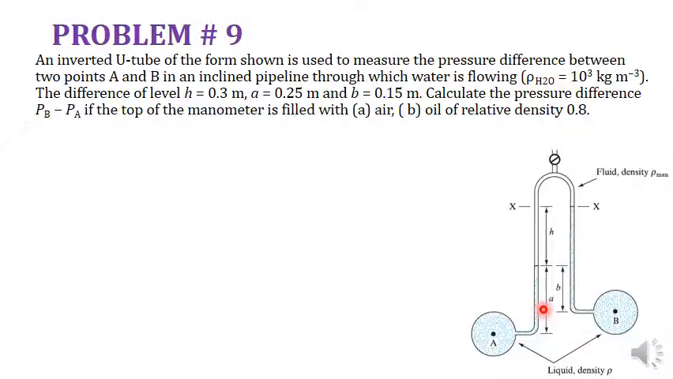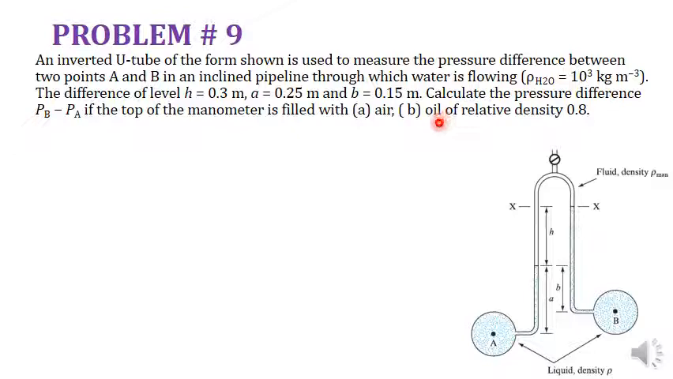Your point A is from this above surface, the contact surface, this point is A distance, and from here till cross section XX it is H, and again on the other side for the point B it is B. So here the 2 points A and B are in an inclined pipeline through which the water is flowing. Again, the density of the water is given. The difference of the level H is equal to 0.3 meter. A is given 0.25. B is given 0.15. Calculate the pressure difference PB minus PA if the top of the manometer is filled with air and second oil of the relative density.